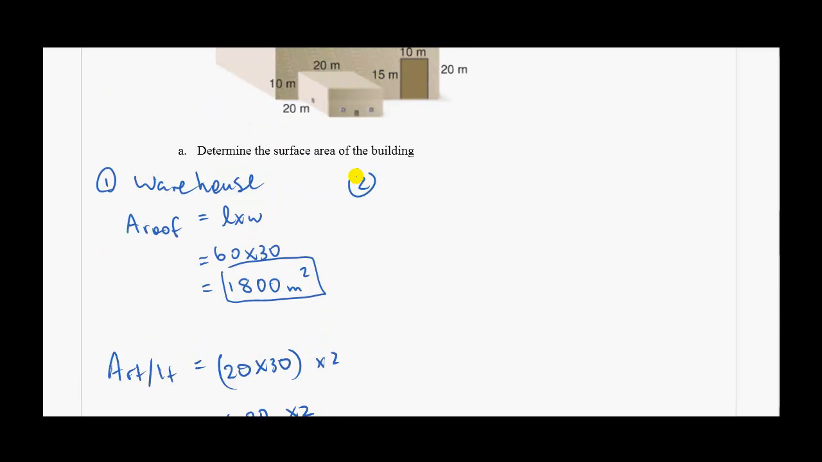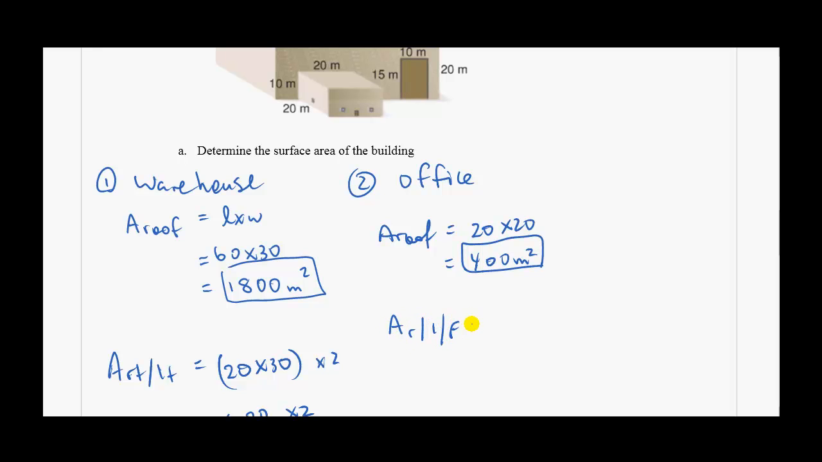The office, area of the roof, length by width, so 20 by 20, which is 400 square meters. Area of the right, the left, and the front, all same dimensions. These are all 20 by 10s. 3 of these faces. It's 200 by 3, 600 square meters.